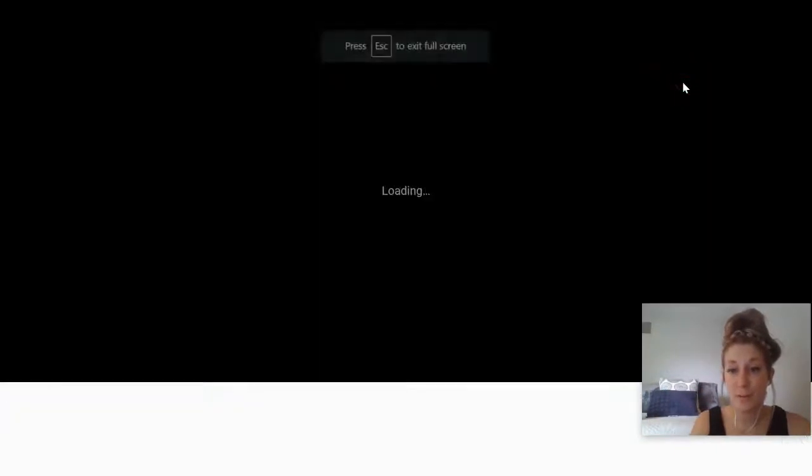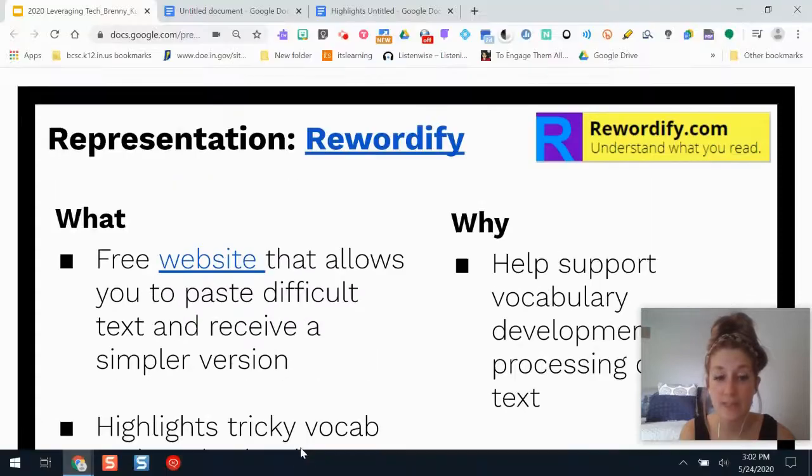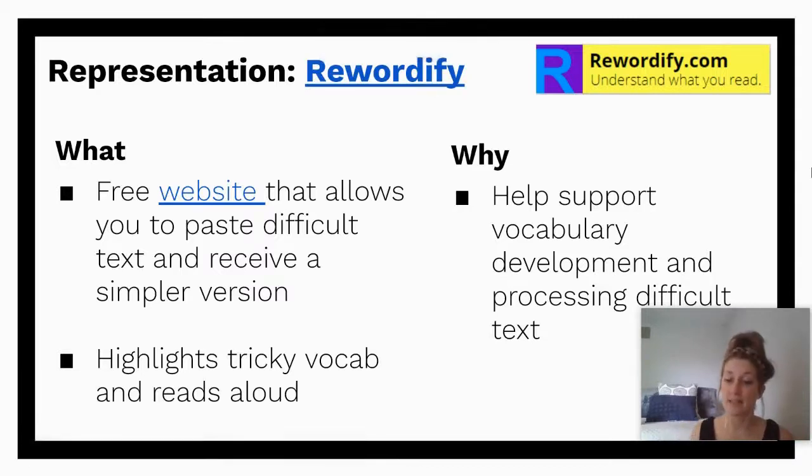Other supports here for representation. The example I gave earlier when we were looking at variability and barriers, a barrier for that student was if the text was too difficult. This is a resource that helps with breaking down difficult text and simplifying it for students. It's Rewordify. It is a free resource. You don't have to have an account to use it. And what it does is it allows you to paste in text from anywhere, and it simplifies it, gives you definitions of words, and even tells you which ones that it changed.